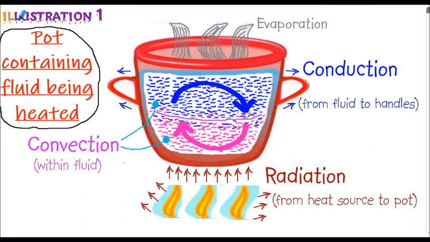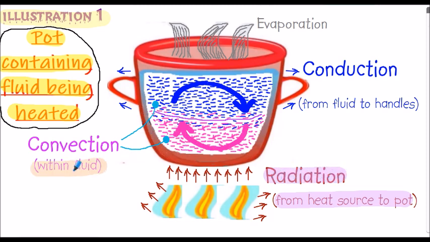Here's illustration 1. This relates to a pot, shown in the sketch here, containing fluid that's being heated. So initially we start with a heat source, and the heat source provides heat to the pot through the process of radiation. We then have the heat circulated within the fluid due to the process of convection, and heat from the fluid is transferred to the handles of the pot by the process of conduction.